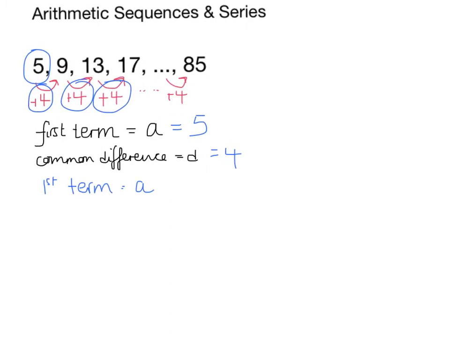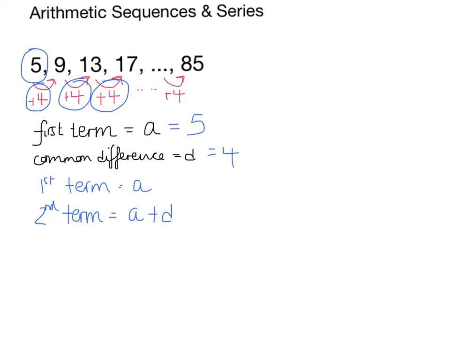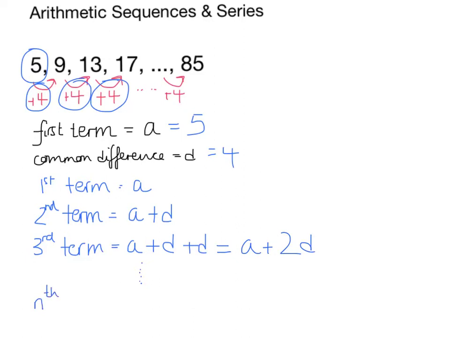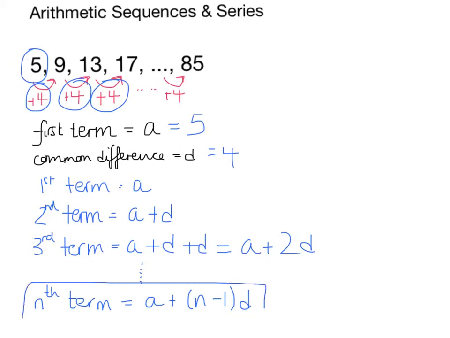So we can write down that our first term is a, and then our second term is a plus the common difference, which is d. Then the third term is a plus d again, so we've got a plus 2d. And then if we continue for a bit, we can generalize this, saying that the nth term will be a plus (n take 1) times d. Now that's an important formula, so make sure you've got that written down.